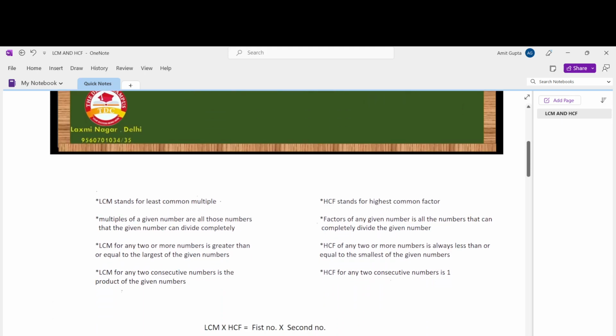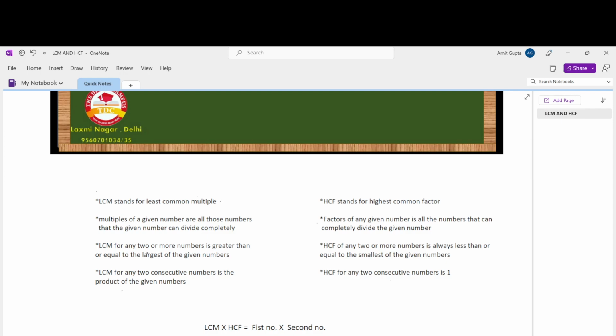First of all, LCM stands for least common multiple. So what are multiples? Multiples for any given number are all those numbers that the given number can divide completely. Let's say you have 4, so multiples of 4 will be 4, 8, 12, 16, and it goes on. So another property for LCM is LCM for any two or more given numbers is greater than or equal to the largest of given numbers.